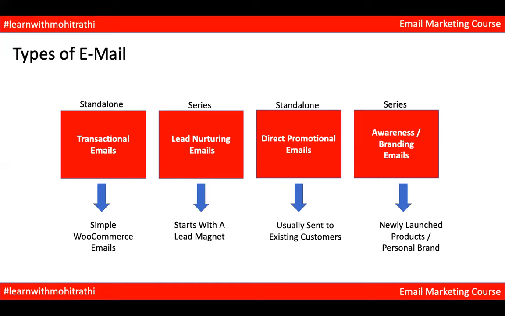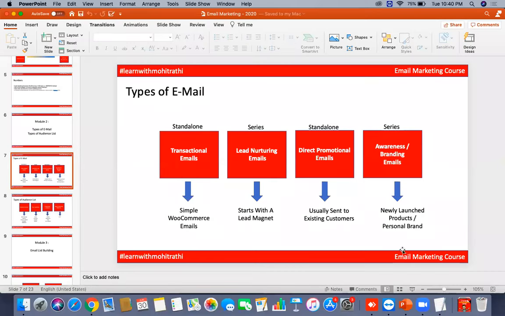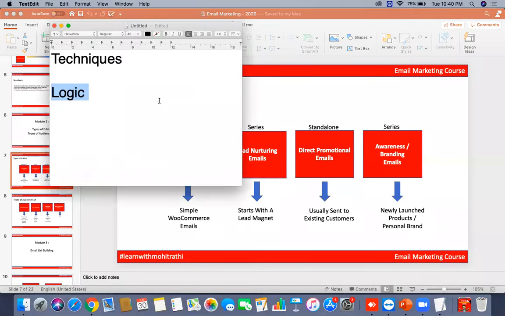The second type of email is called a lead nurturing email. What is a lead nurturing email? You collect a database of people who are interested in your product, and then you start sending them emails. However, when I'm talking about a database of people who are interested in your product, it should always be an inbound lead, because whenever the lead is an inbound lead, it becomes much easier to sell to them.